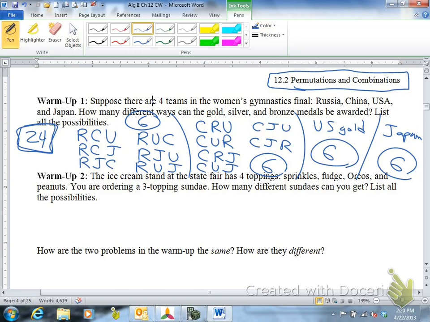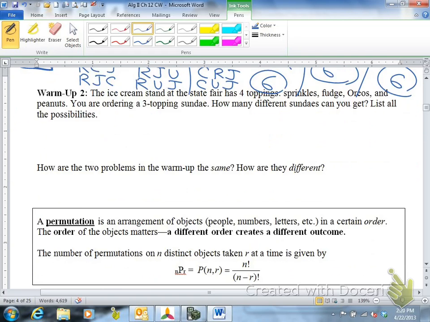For the next question, the ice cream stand at the state fair has 4 toppings: sprinkles, fudge, Oreos, peanuts. You're ordering a 3 topping sundae. How many different sundaes can you get? So you can get sprinkles, fudge, Oreo. Now, if you ordered Oreo, fudge, sprinkle, that's the same as the one before it, because with toppings on ice cream, it doesn't really matter what order you put the toppings on. It's the same 3 toppings. So this would be the same. What else do we have?